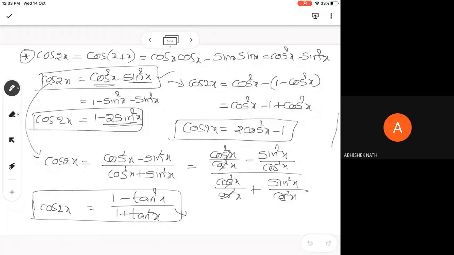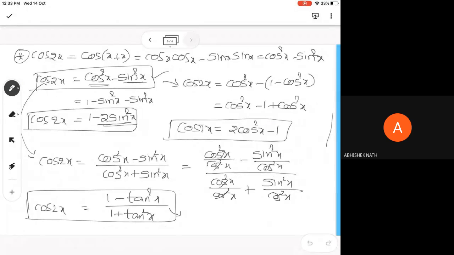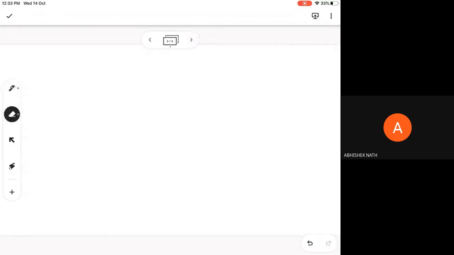Okay, sorry, we have not completed tan 2x. tan 2x पहले डिस्कस करते हैं. So tan 2x is also in the same way, tan x plus x, you can write tan x plus x is equals to tan 2x, tan x plus tan y.